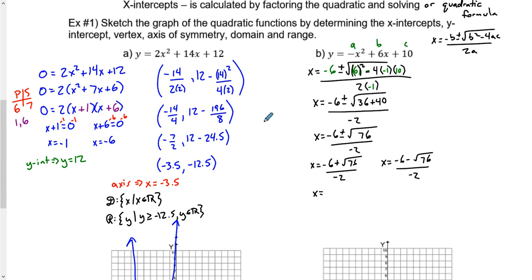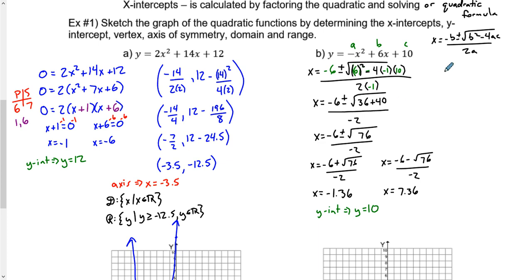This answer, plugging into my calculator, add square root of 76 divided by -2, is 1.36, and this one would be 7.36. Alrighty, y-intercept. Our y-intercept again is our c value. So our y-intercept is just y equals 10.